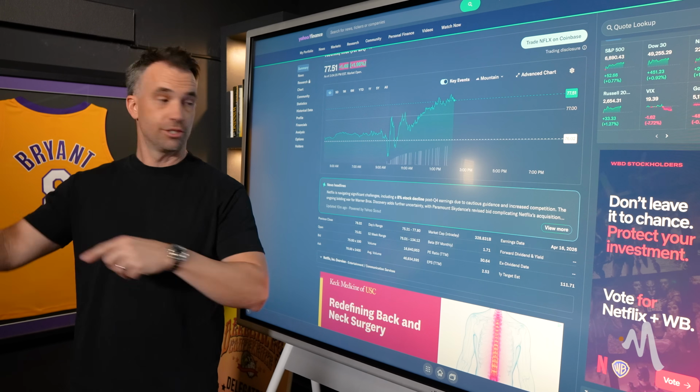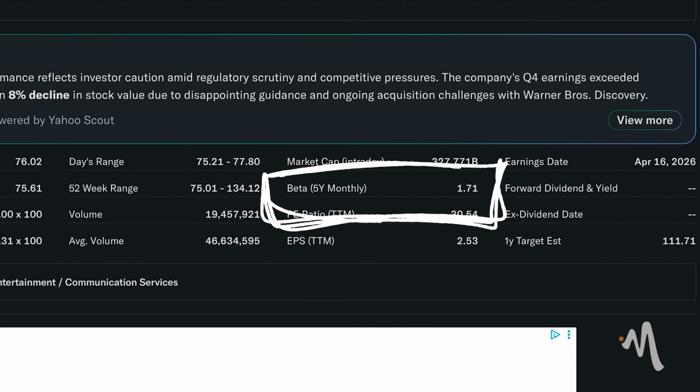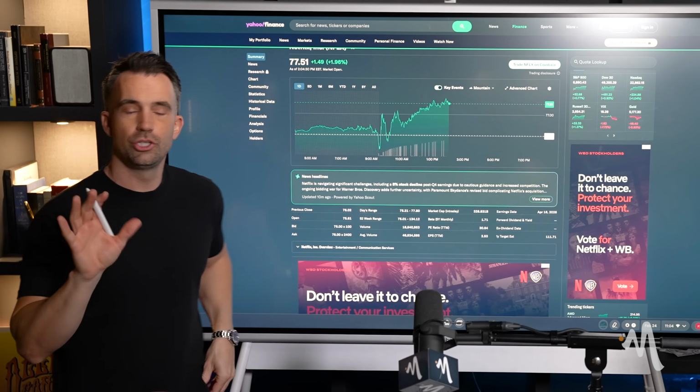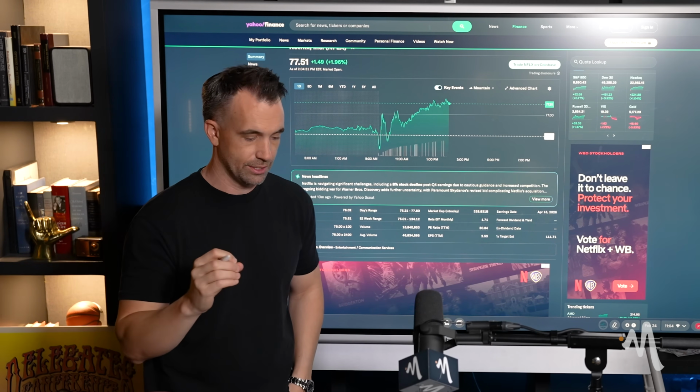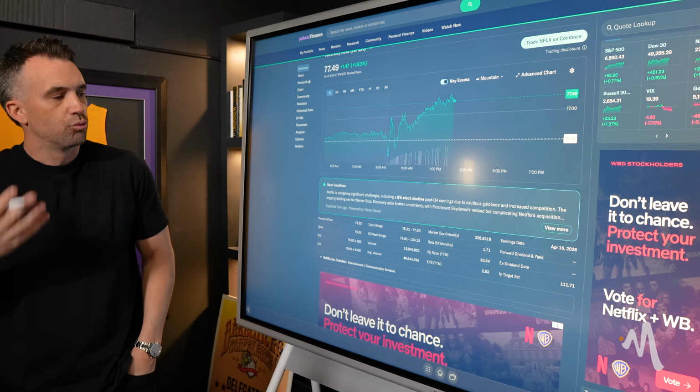Okay, good question. Which, by the way, now back to the capitalization side of things, this gets into beta. That's the next thing I would look at. A beta, just so you know, is a metric of risk. It's a measurement of how much risk a stock has.